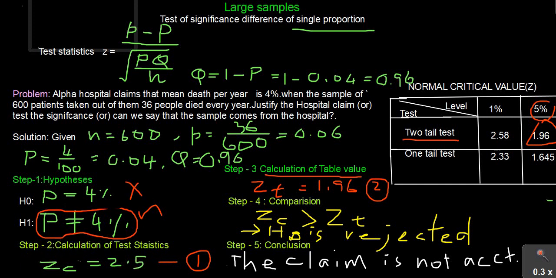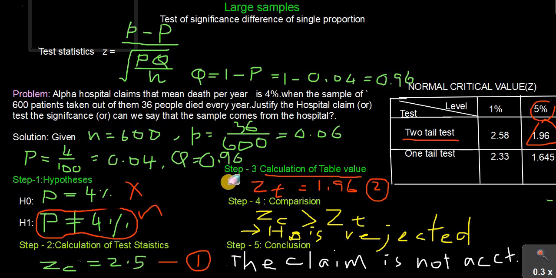Now we start to justify it. First we have to calculate the test statistic. We know the test statistic to test a single proportion is this one. We have all the data here. We substitute the P value 0.04, then Q 0.96, divided by 600. The final answer we get is that the calculated value of Z is equal to 2.5.